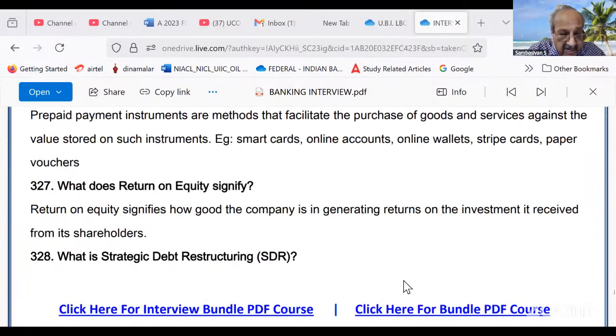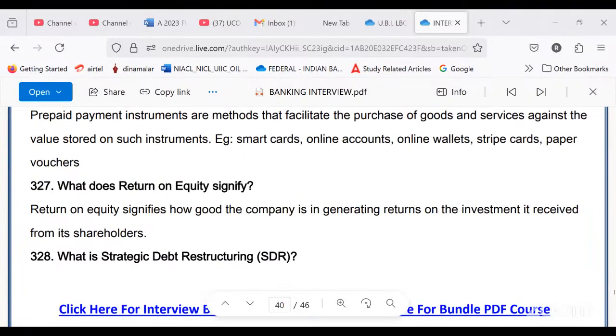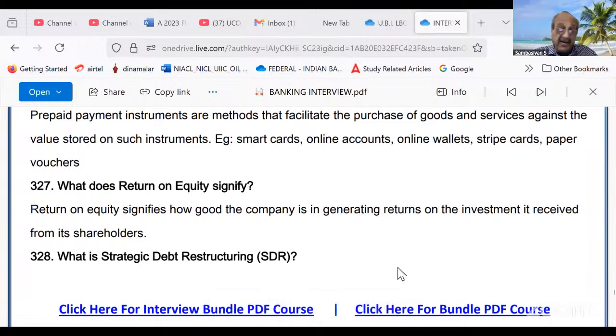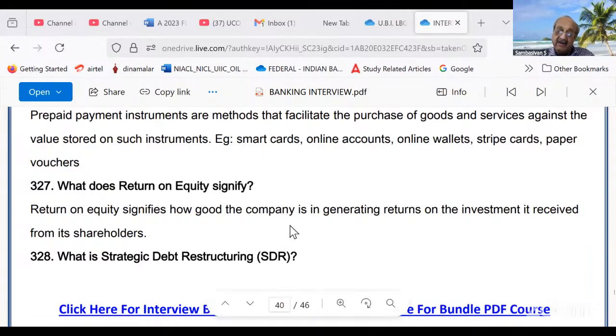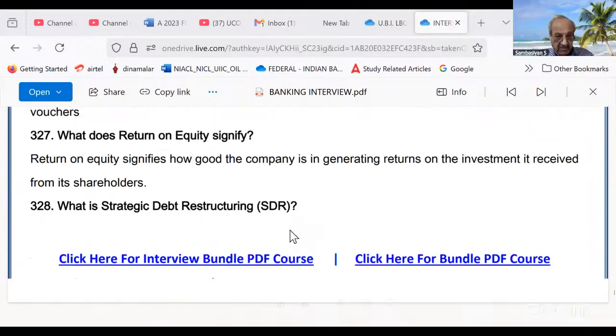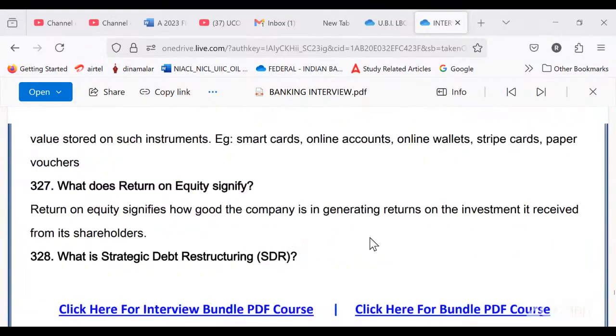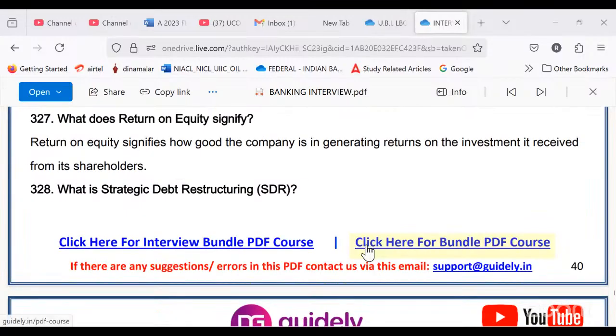Question number 327. What does return on equity signify? Return on equity signifies how good the company is in generating returns on the investment it receives from its shareholders. If the return on equity is good, it shows that the company is doing very well. People who have invested in its equity or share capital will be getting good dividend. Continue. 328. What is strategic debt restructuring?